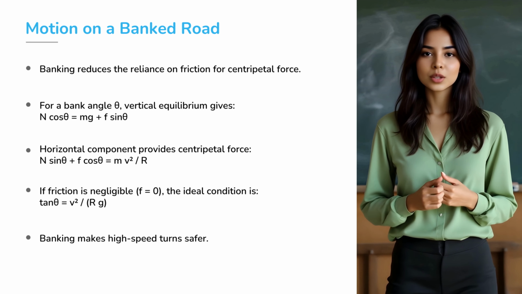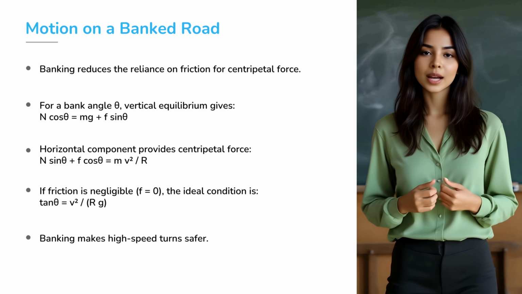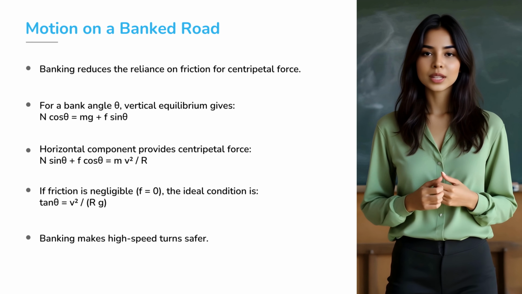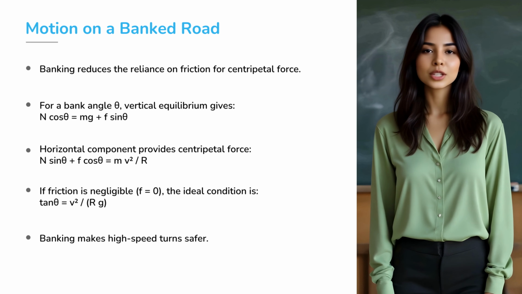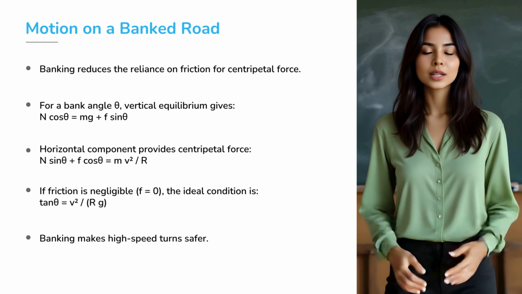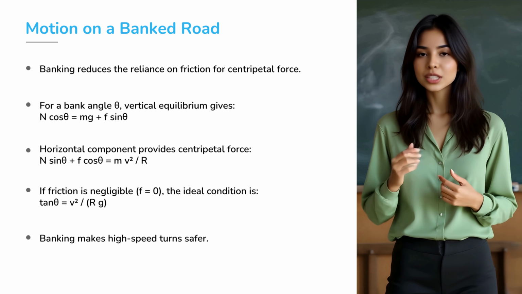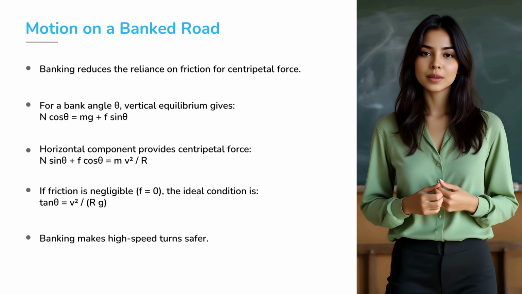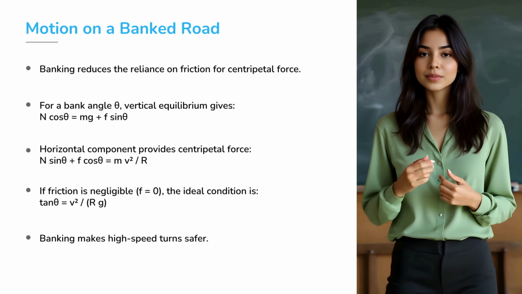But there's a smarter way to design roads: by banking them. On a banked road, the surface is tilted at an angle theta. This way, part of the normal reaction itself provides centripetal force. When friction is negligible, the ideal condition becomes tan theta equals v squared divided by rg. Banking makes turns safer, especially at high speeds, because now vehicles don't have to rely completely on friction.